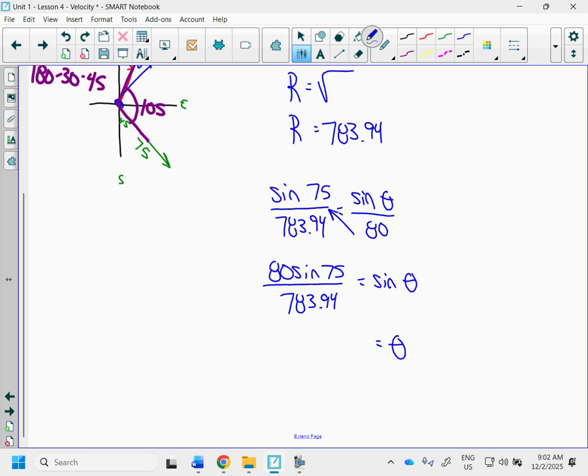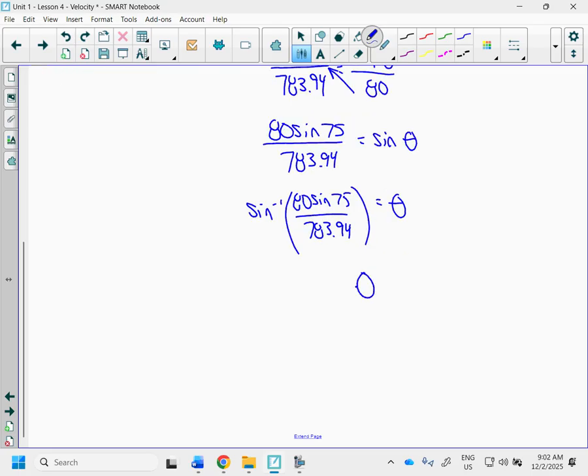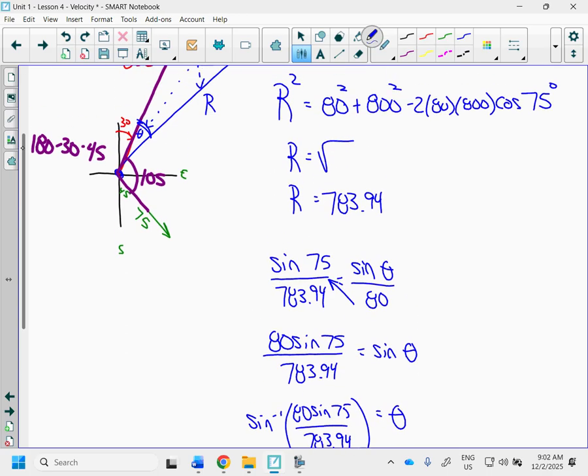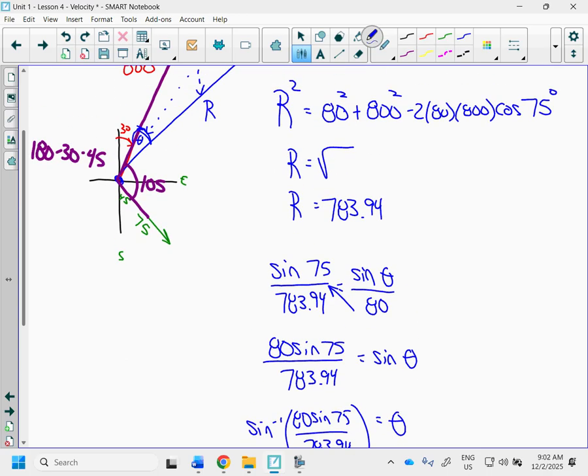I want to know theta though, so I'm going to take the inverse of this big mess of stuff. Just let my calculator do that work for me, so I keep it as exact as possible. And I get 5.3 degrees. Okay, now that's the angle inside the diagram.